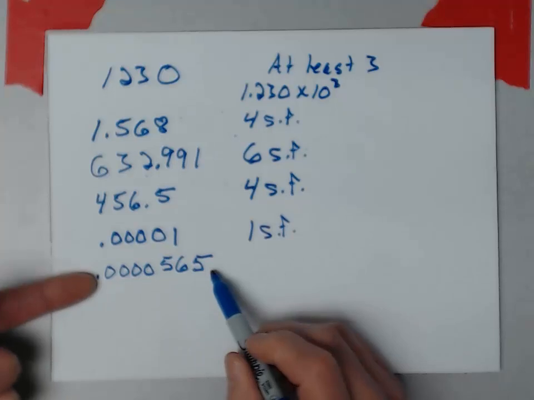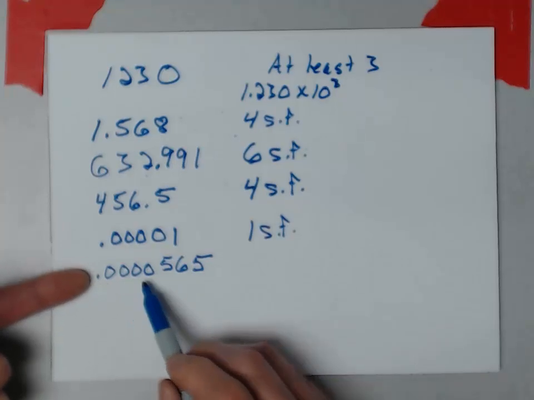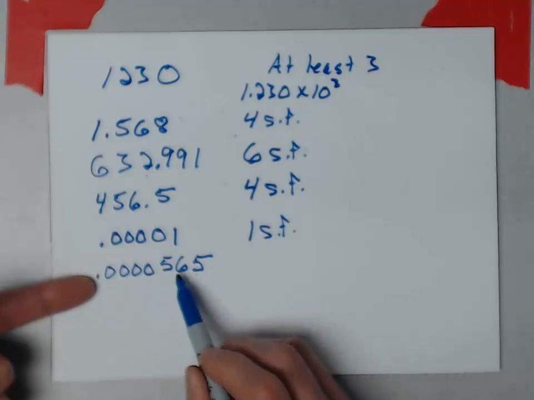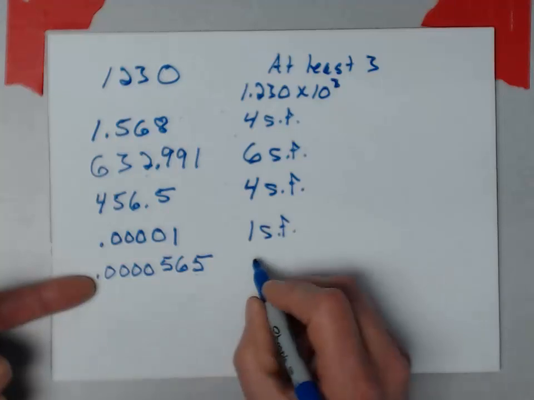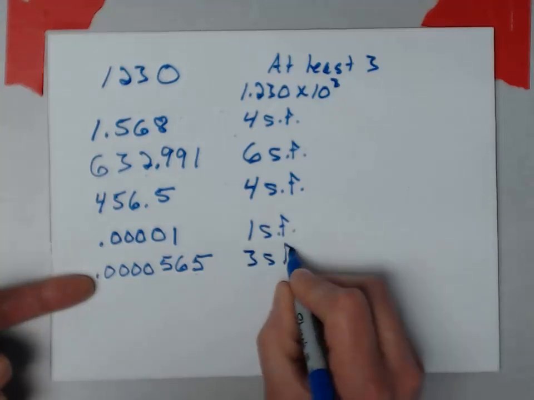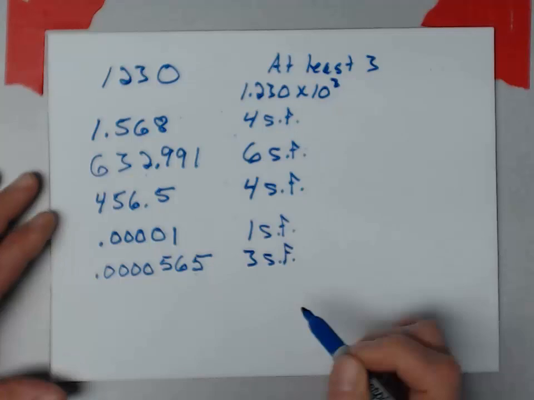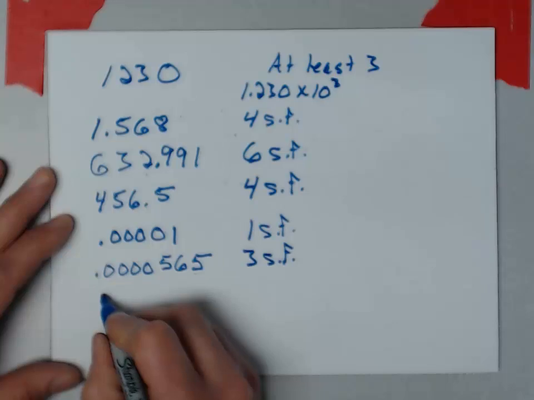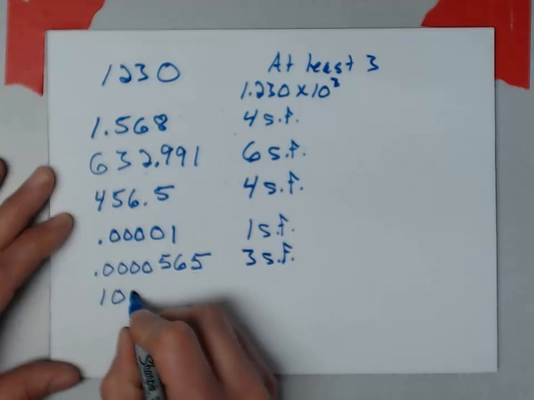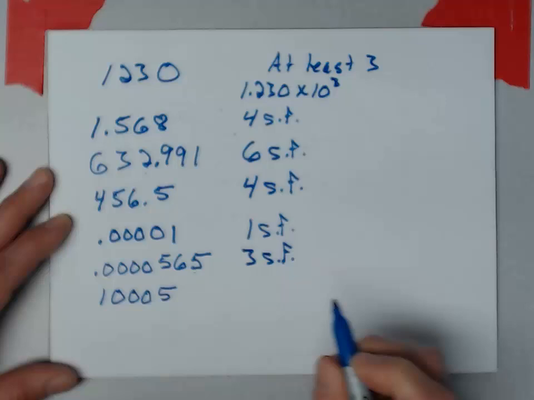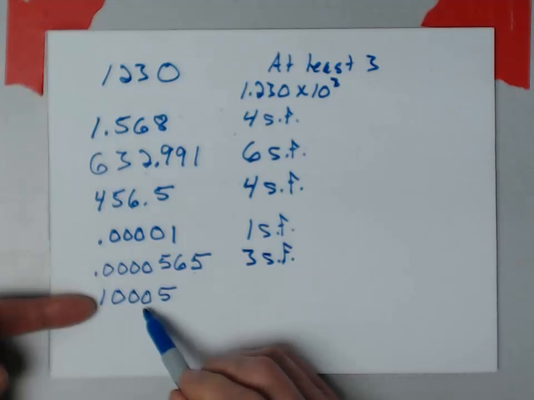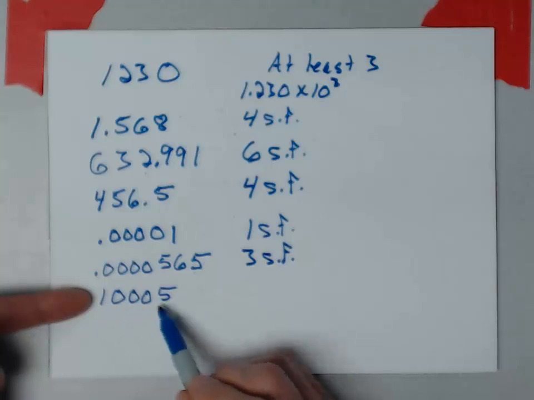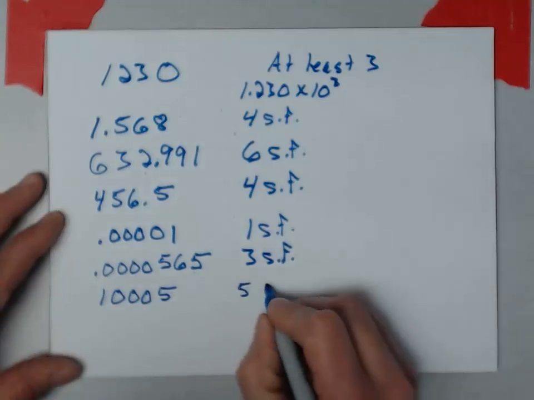This next number, 0.0000565. The leading zeros are not significant. The 5, the 6, and the 5 are. So this has 3 significant figures. I want to reiterate a little bit the part of zeros in between numbers. If I have a number that looks like this, 1, 0, 0, 0, 5, these zeros between non-zero digits are significant. So this would have 1, 2, 3, 4, 5 significant figures.